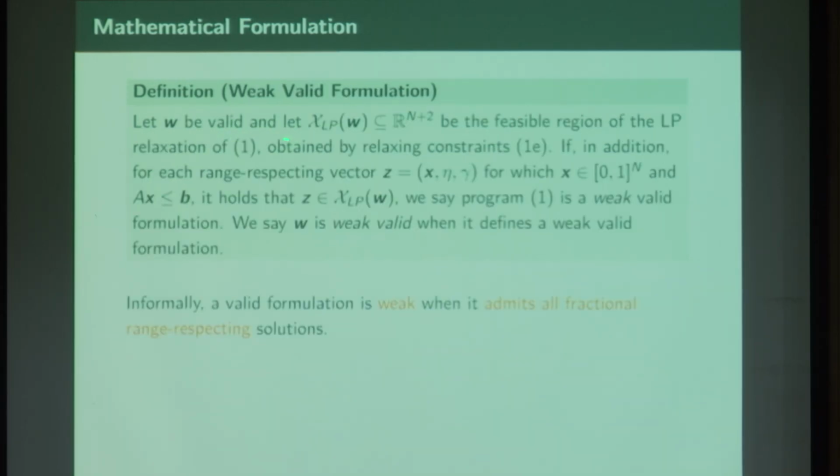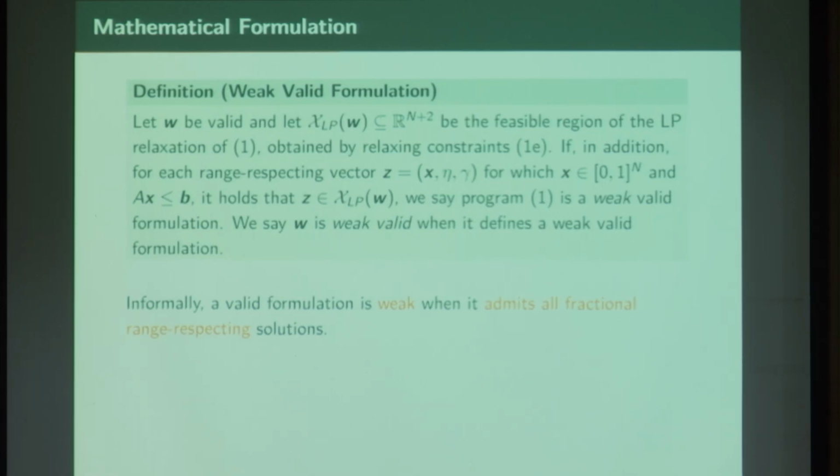So let's look at W. Then the LP relaxation of this problem is defined when I just drop the integrality requirement. So I relax 1e, and if in addition, for each range respecting, let's say, z, for which x is fractional and Ax less or equal b is respected, it holds that z belongs to this LP relaxation, then we say that this formulation is a weak valid formulation.